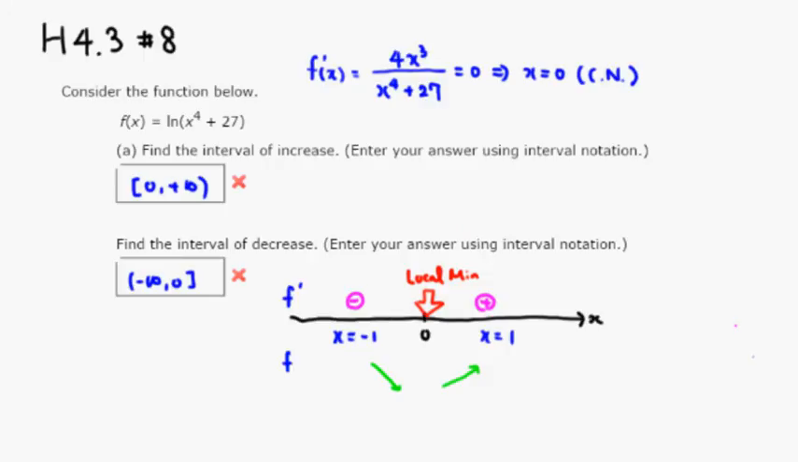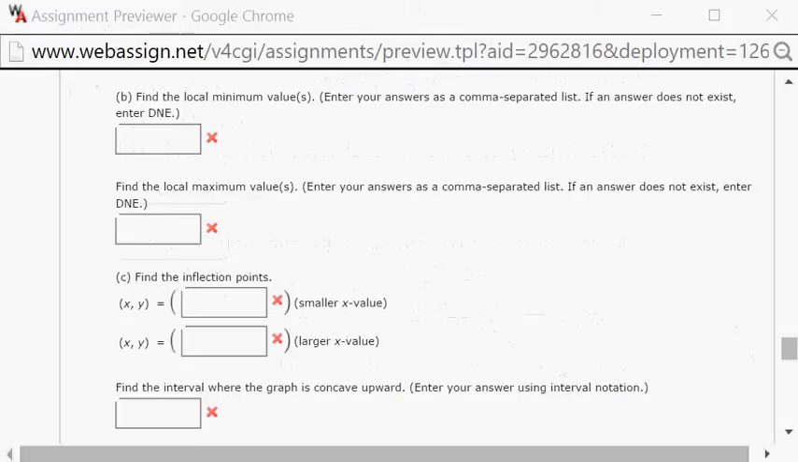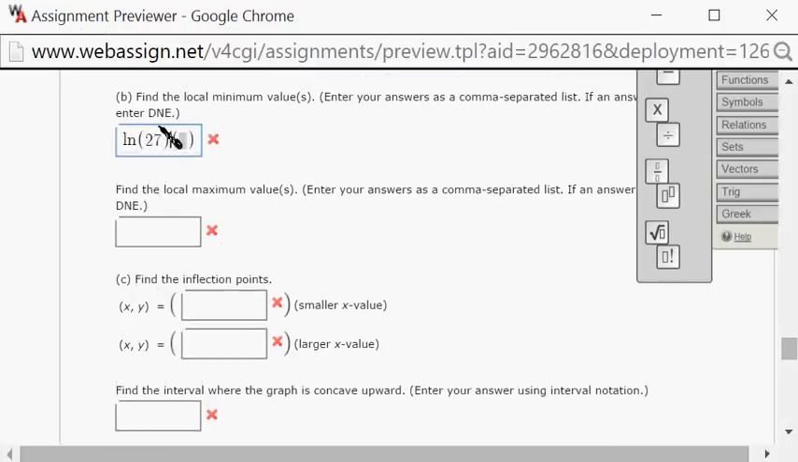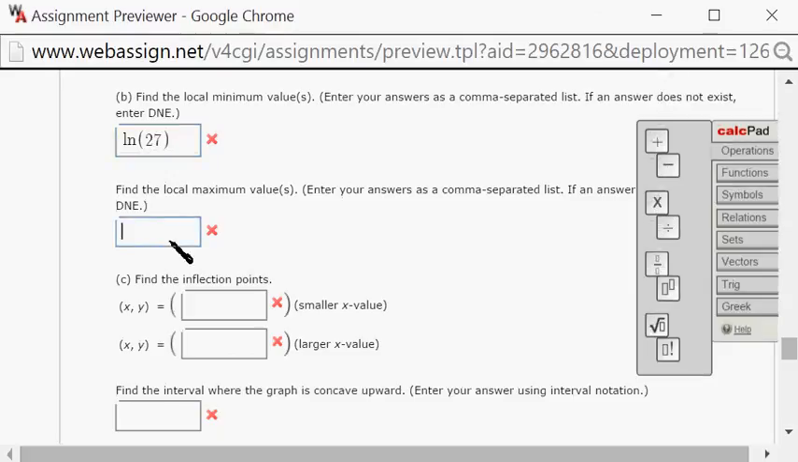So we know that at 0 the function is going to be the natural log of, maybe I should do that here, f of 0 is the natural log of 27. Right, so let's type it in. So we have a minimum value: the natural log of 27 is the minimum value. And a local maximum does not exist.